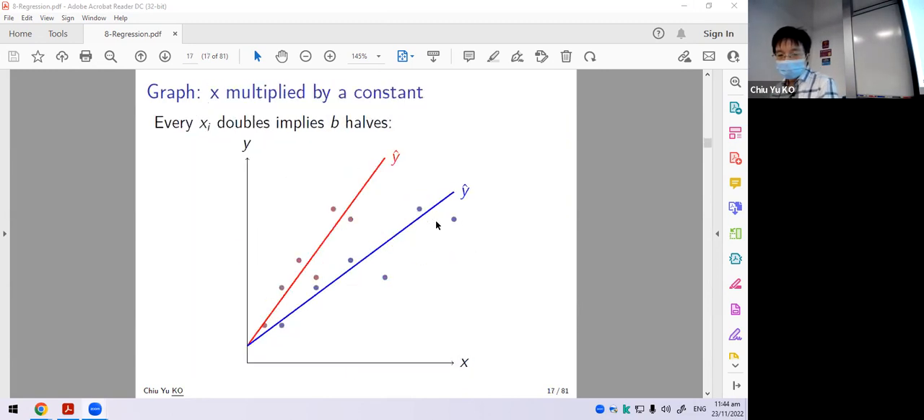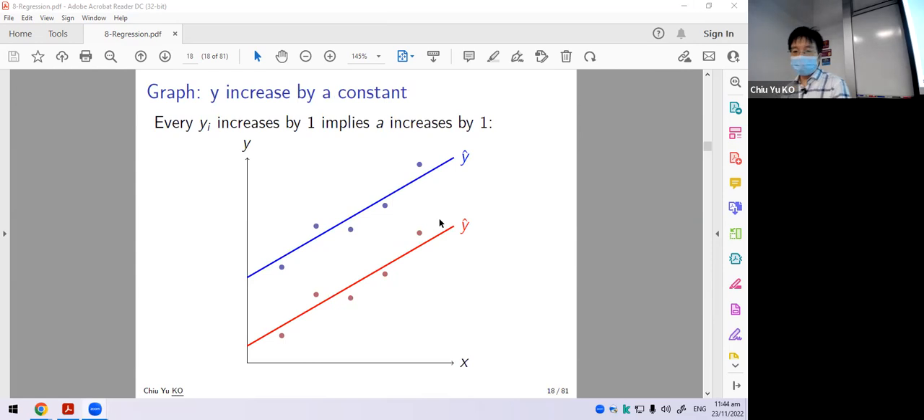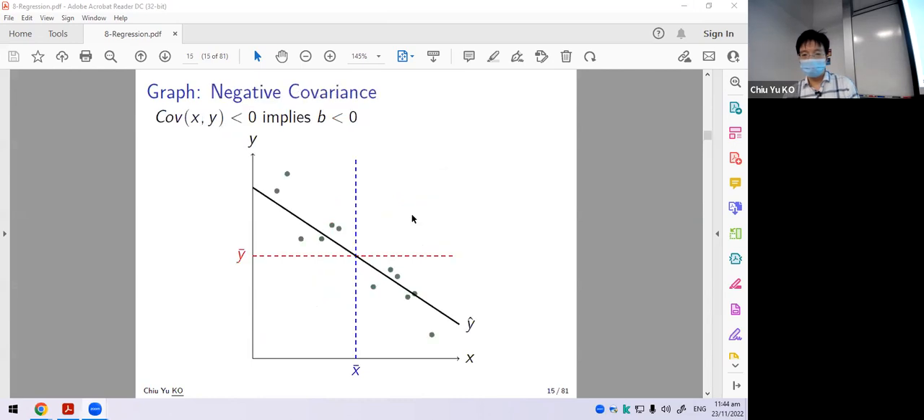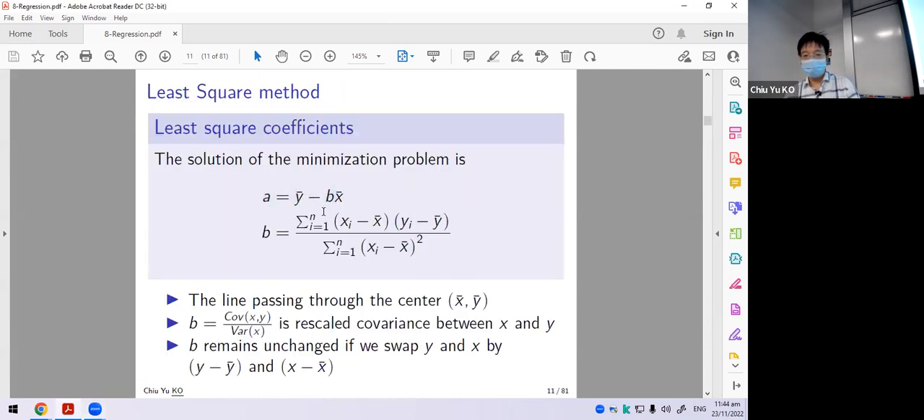Okay, and if you have y, every number increased by 1, then a increased by 1. So we just have a shift up, then the line will shift up, right? So basically coming from the first equation, if everything y shifts up by 1, this expression would not change because y goes up by 1 and y bar also goes up by 1, right? This b will keep the same, the slope is the same. And the intercept will go up by 1 because this is not changing, this is not changing, this only changed by 1. So a goes up by 1, right?